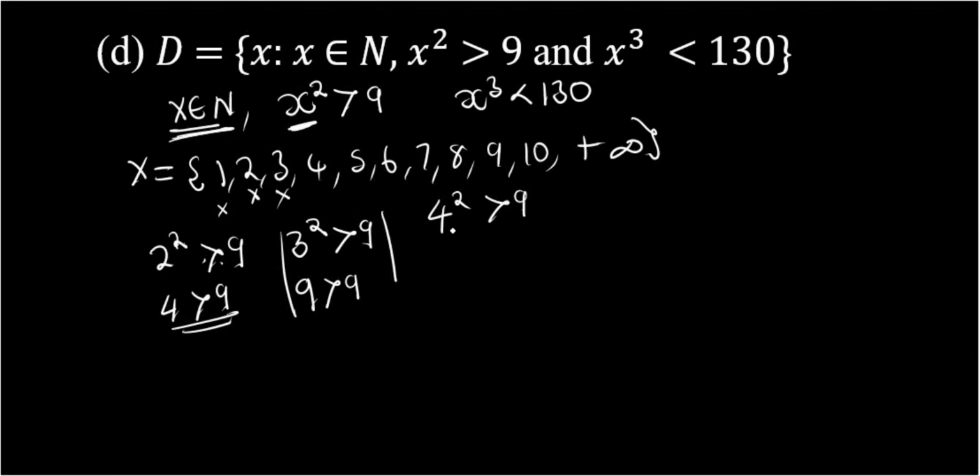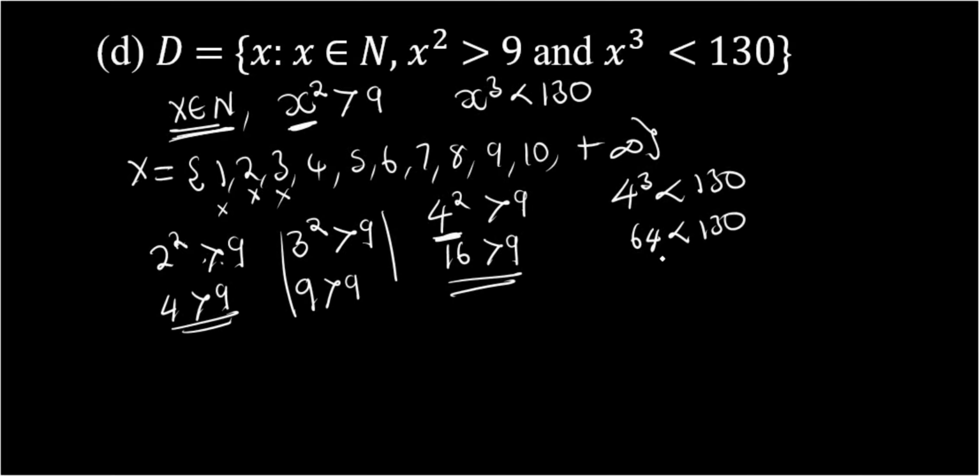When you go to 4, you have 16. It is true that 16 is greater than 9. Now when you take 4 again and put it where there's the cube, x cubed is less than 130, you have 64. It is true that 64 is less than 130. So 4 has qualified.